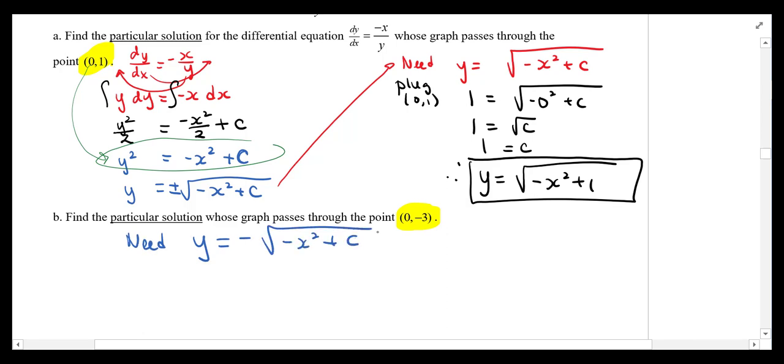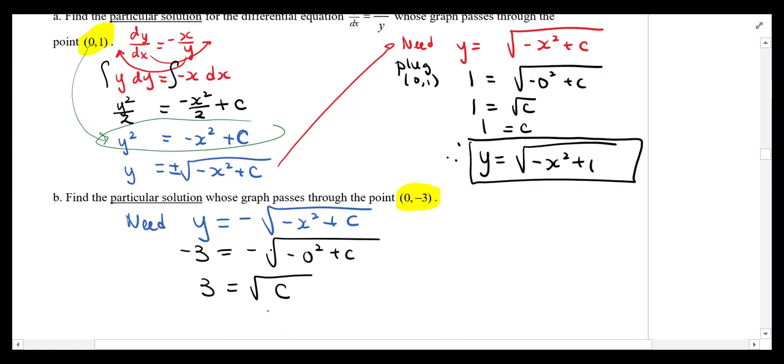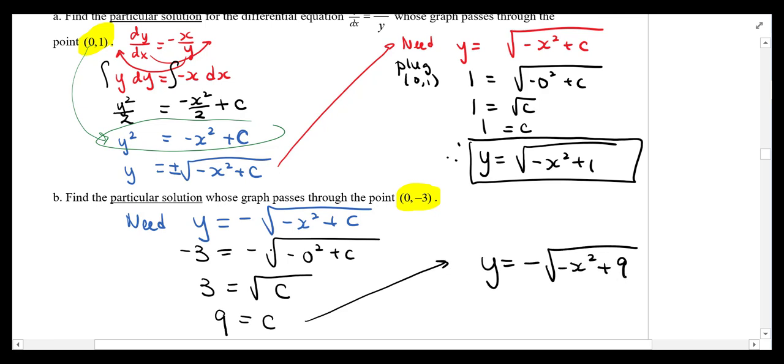So let's use this equation now to solve. I will once again plug in the point 0, -3. And voila, you see how the two negatives now cancel each other out to give you a positive. That's why that worked. And now if I were to solve for c, I get c equals 9. So therefore, in this case, the equation is negative the square root of negative x squared plus 9. Okay?